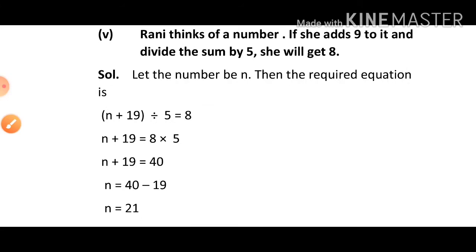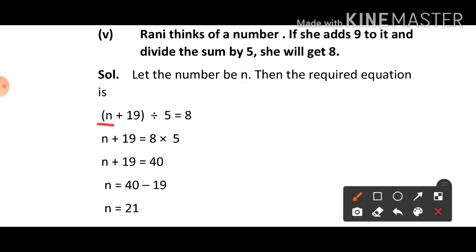Then the fifth one. Rani thinks of a number. If she adds 9 to it and divides the sum by 5, she will get 8. So Rani thought of a number. Let us take the number as n. If she adds 9 to n and after that divides the sum by 5, she will get 8.